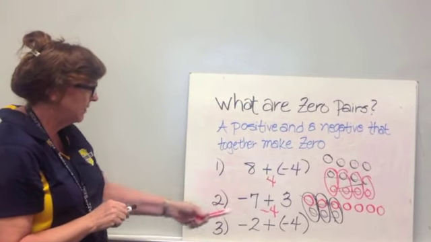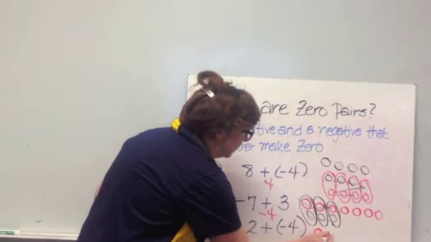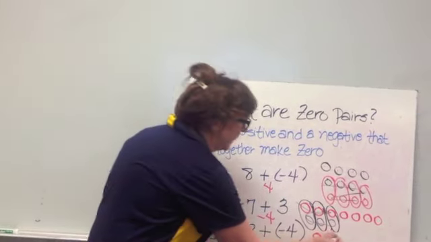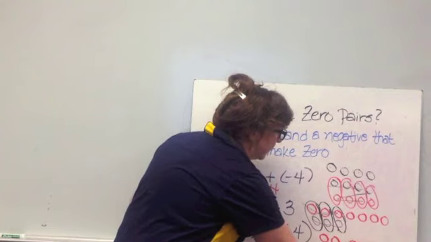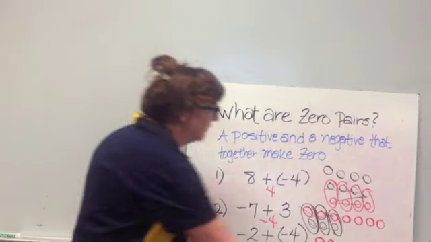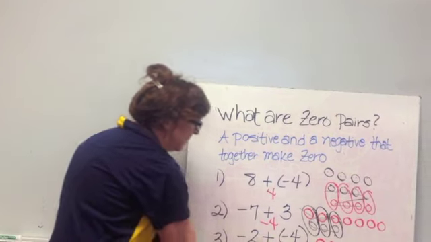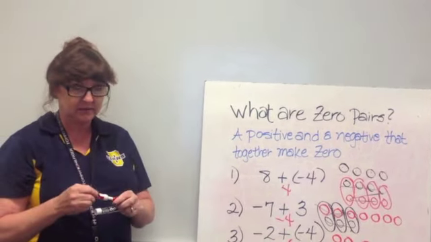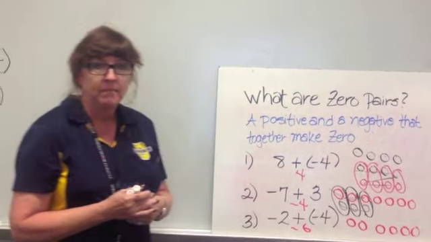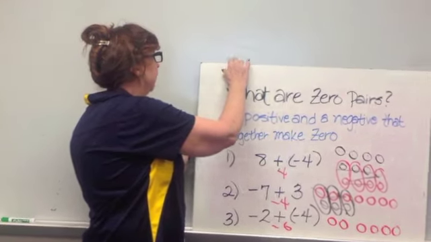Down here I've got negative 2 plus negative 4. So I've got 2 negatives, 2 red, plus I've got 4 more negatives. 1, 2, 3, 4. They're all red, they're all negative. So how many do I have? 1, 2, 3, 4, 5, 6. So our answer is negative 6. So that's how you use your 0 pairs. Match them, they disappear. What's left over is usually your answer.